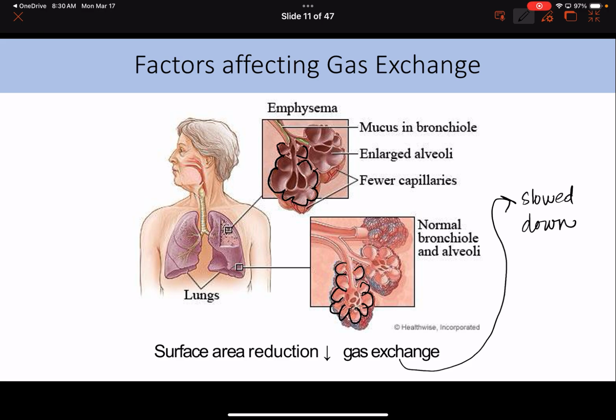But again, that extra half a second acts as a buffer for us for any condition that we're experiencing, whether it's exercise or some kind of lung dysfunction. We have that extra time in the capillary bed to get to full oxygenation. So everybody okay with emphysema?